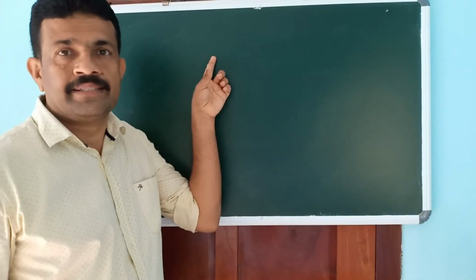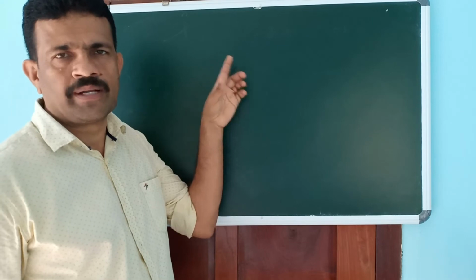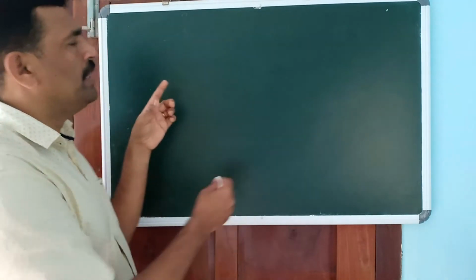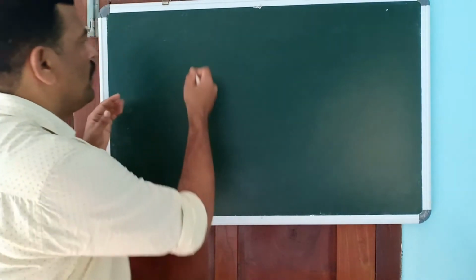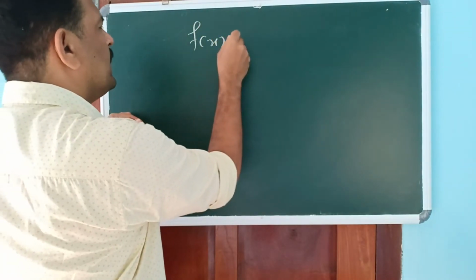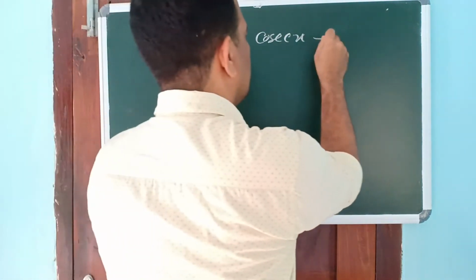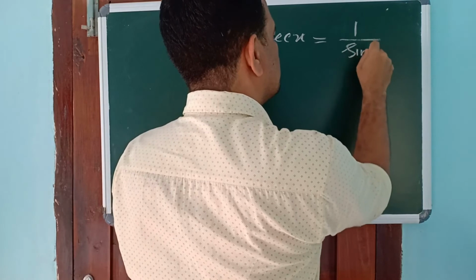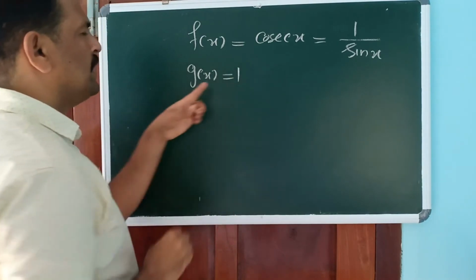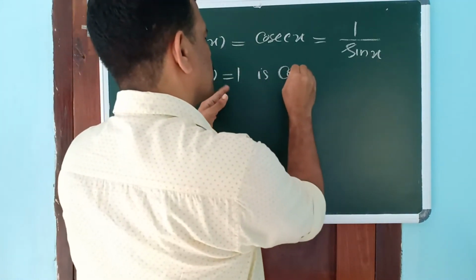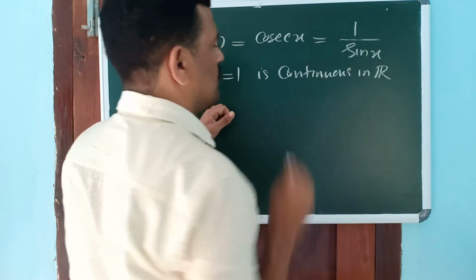Here, we have to discuss the continuity of the functions cos x, cosecant x, secant x, cot x. First of all, we already proved cos x is continuous in the set of all real numbers. So, we are doing the second problem, that is f of x equal to cosecant x. Cosecant x, we can write as 1 by sin x. Now, we can take g of x equal to 1. It's a constant function, therefore it is continuous in the set of all real numbers.